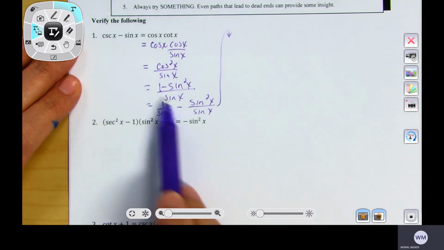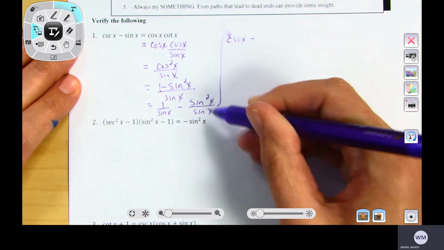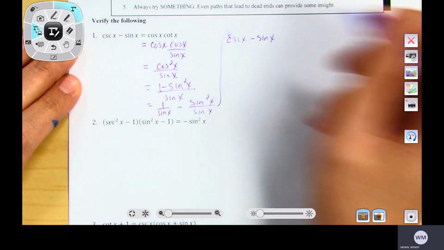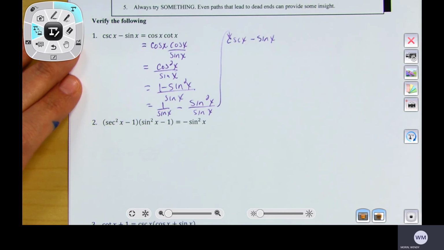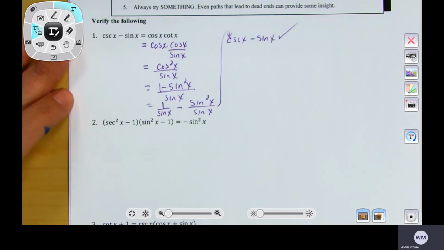So what's 1 over sine? What's sine squared over sine? Does my right side look exactly like the left? Yeah. I'm done.